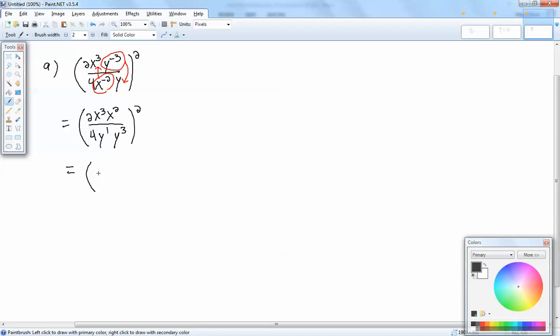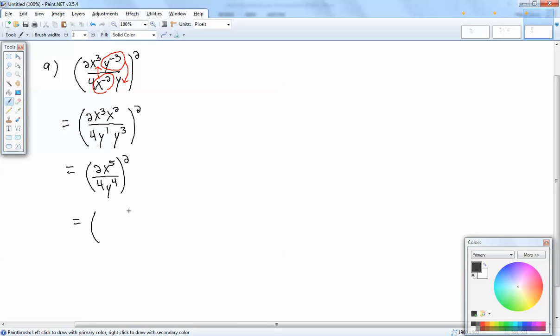Okay, still doing what's inside the parentheses. That's what order of operations says. And with a fraction, you handle the top part, handle the bottom part, then you handle the fraction. Well, we got x to a power times x to a power, so we're going to add the exponents. 3 plus 2 is 5, so we're going to have x to the fifth. Down here we got 4. Y to a power times y to a power, you add the exponents. So that'd be y to the fourth, all squared.